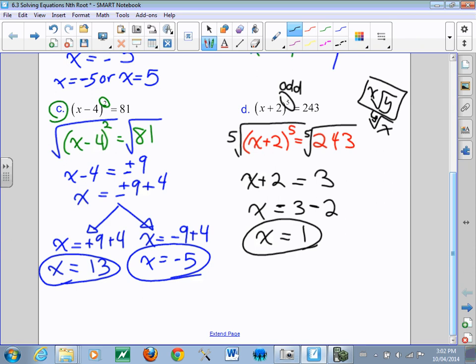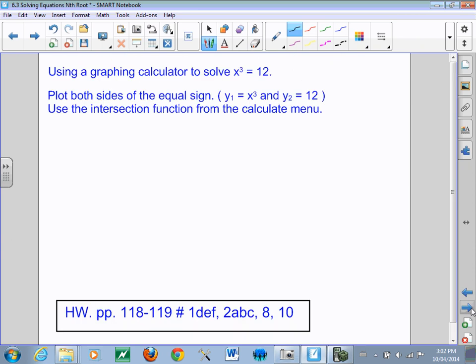All right. Let's take a look at our last example here today. Use a graphing calculator to solve x to the third equals 12. Well, if we tried to do it by ourselves without the technology, what do we need to do? We need to get x by itself, so you're going to take the cubic root, and whatever you do to one side, you do the same to the other.